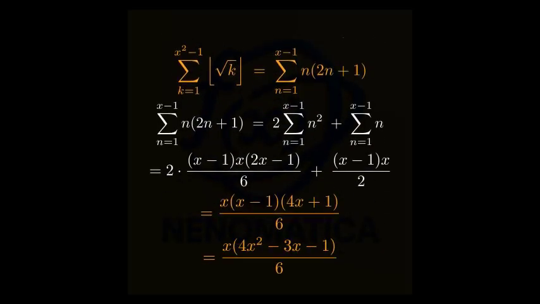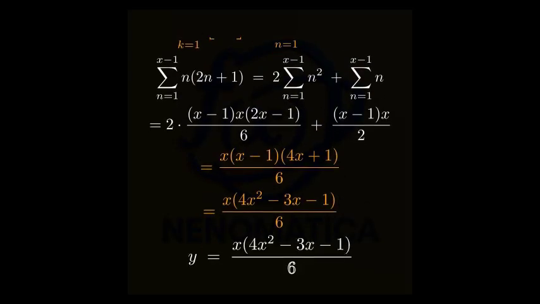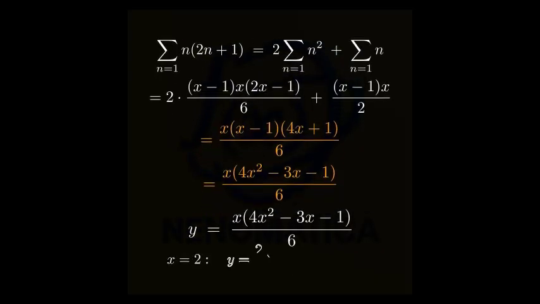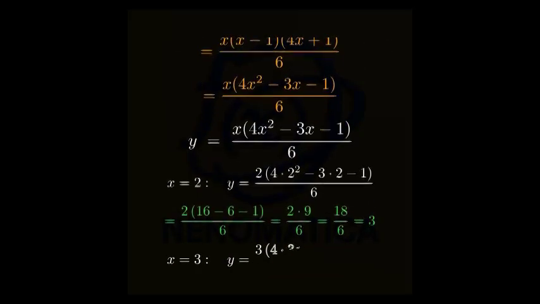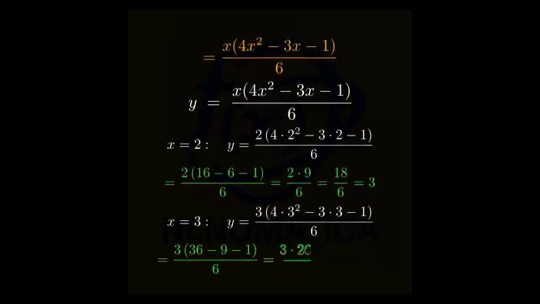Expanded, this is x times 4x squared minus 3x minus 1, all over 6. Set the sum equal to y. That gives y equals x times 4x squared minus 3x minus 1 over 6. We will search for prime x, giving prime y. Try x equals 2. Then try x equals 3. We will also observe that the next prime x equals 5 gives a composite y.